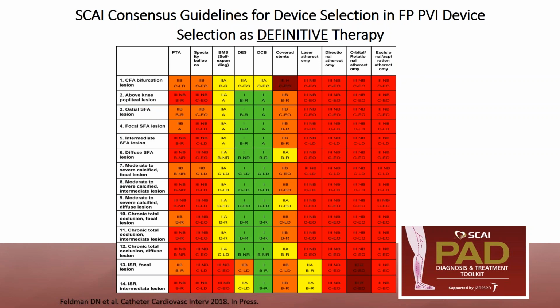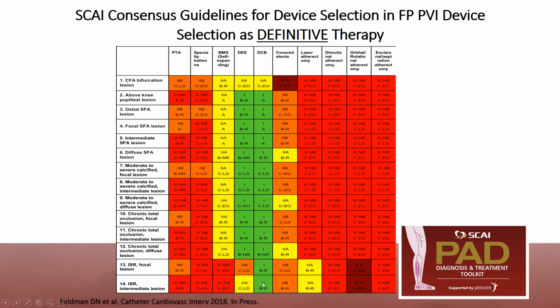Let's look at where an expert consensus document or a group of individuals publish and what they thought. If you look at PTA alone, let's go right to the green for common femoral all the way down through all the SFA popliteal. If you look at it as definitive therapy, now this is not adjunctive, but as the final therapy that you would do, DES has gotten class 1 because of the data I just showed you.